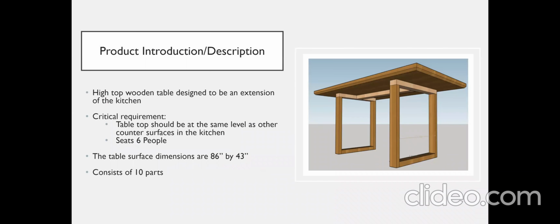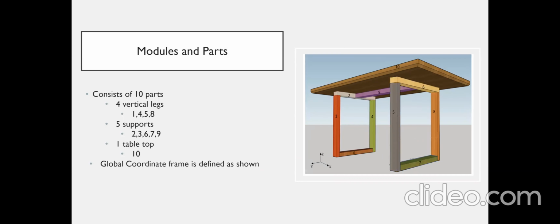So we are creating this high-top table where we have two major things we're interested in. We want to make sure the tabletop is the same level as other counter surfaces in the kitchen, and we want it to be able to seat 6 people. This table consists of 10 parts in total. So the parts, as you can see them in this picture, are labeled 1 to 10.